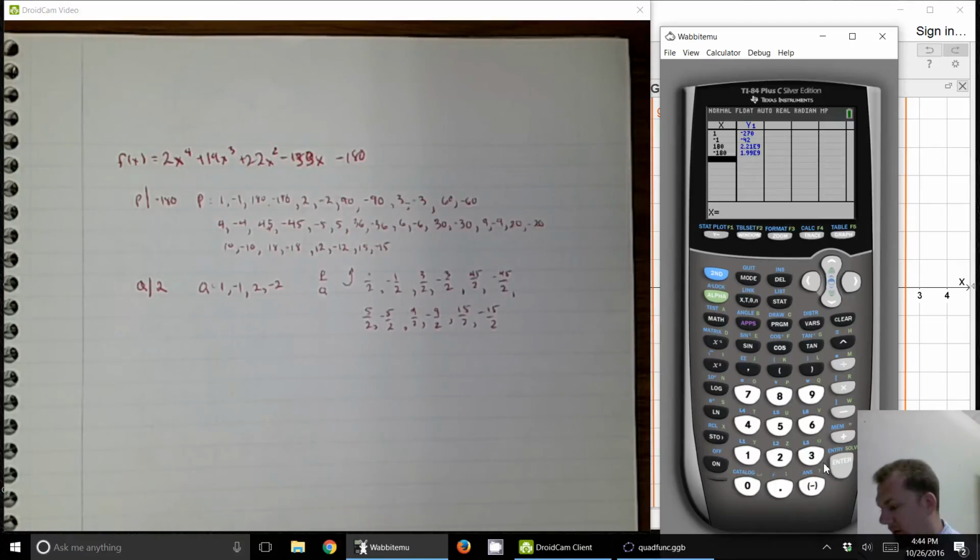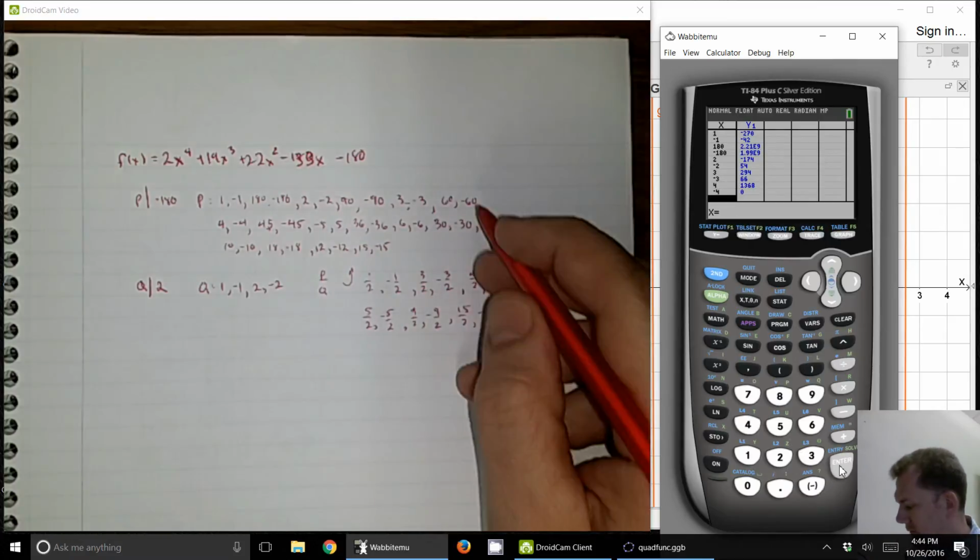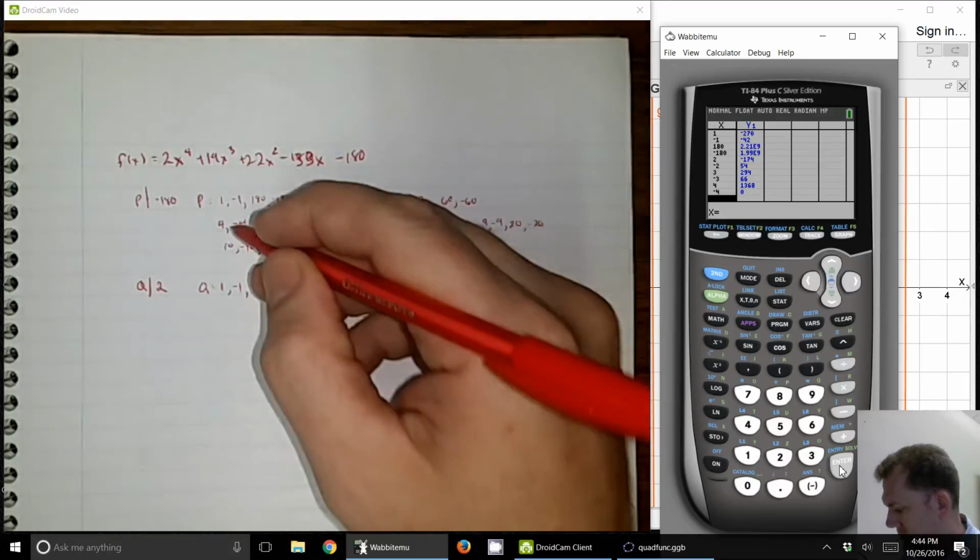Let's just try the smaller numbers. 2, -2. Thought that would work. Let's try 3, -3. No. 4, -4. Okay, -4 is one of the ones.